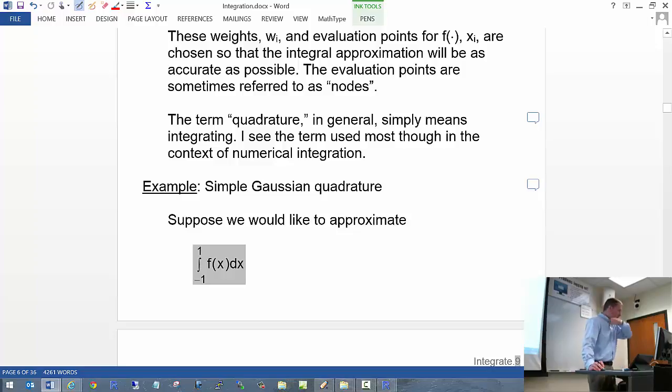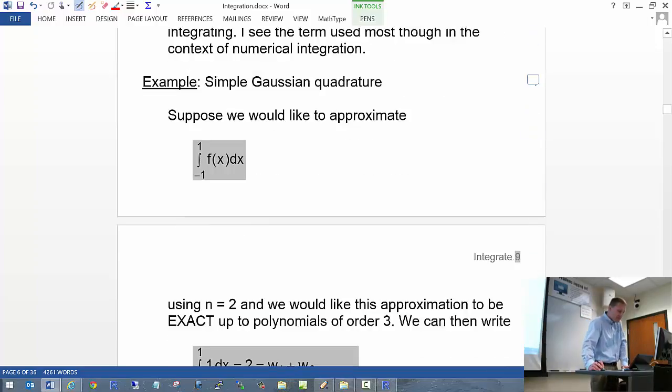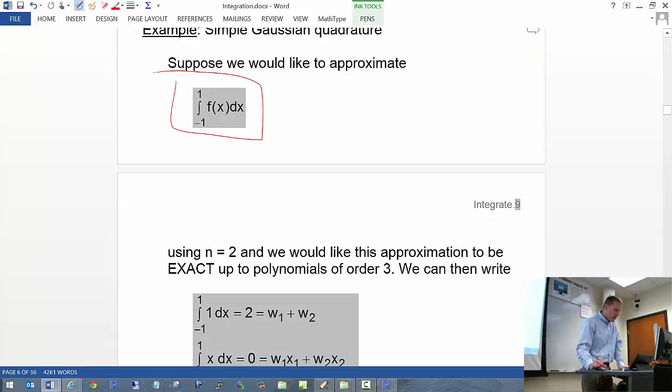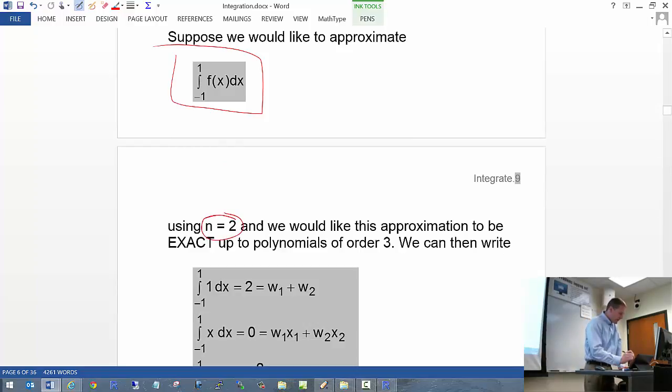Okay. So let's look at a simple Gaussian quadrature setting. Let's say that for a particular function f of x, I want to approximate this integral from -1 to 1. And I'm going to use 2 points of quadrature to do this. Sometimes people call these nodes or evaluation points.